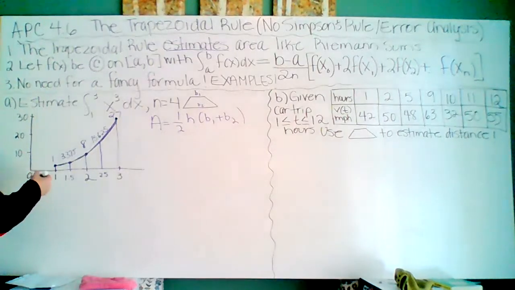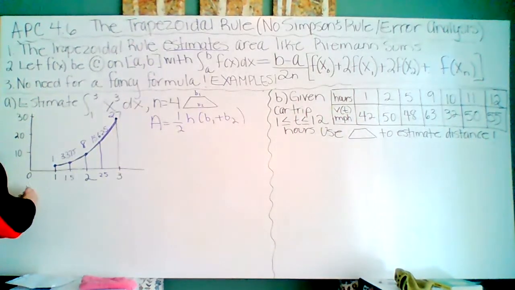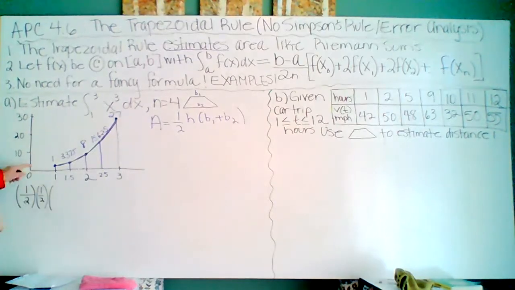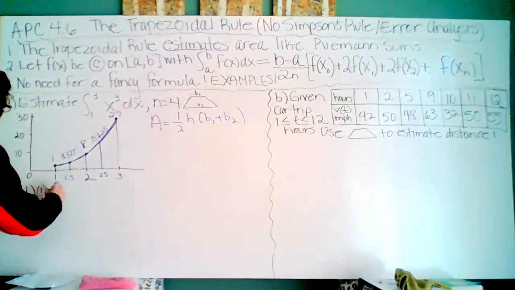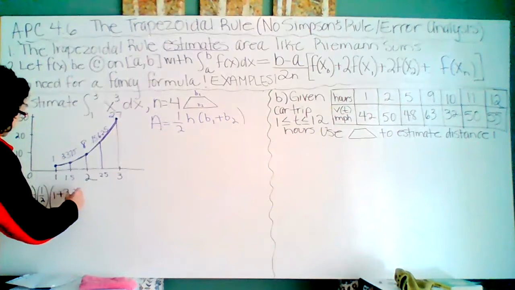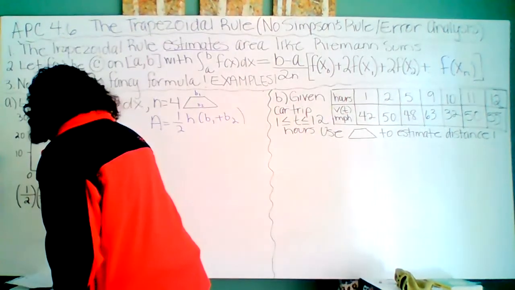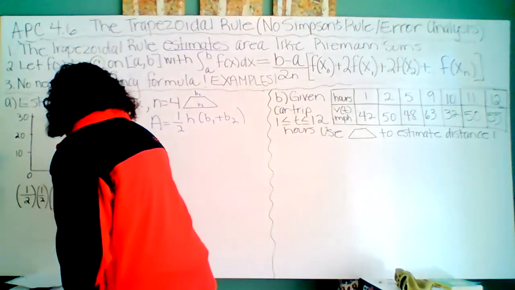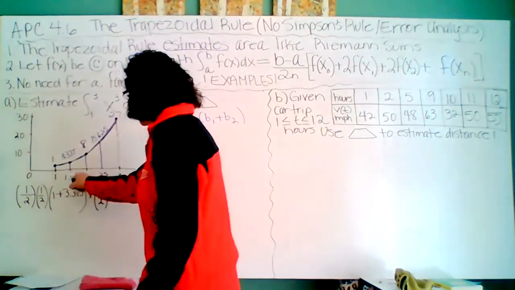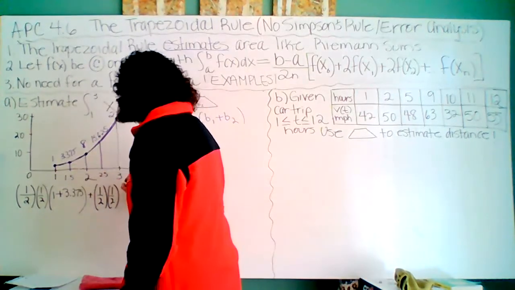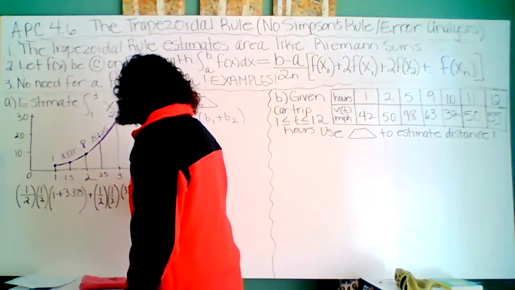Okay, so let's take a look. So we have 1/2 for the first trapezoid. Here's the height. The base is 1/2, right? And we'll add the 2 bases together. 1 plus 3.375. Okay, second trapezoid, 1/2 part of the formula. The height between the bases is 1/2, and I'll add up the 2 bases. 3.375 plus 8.